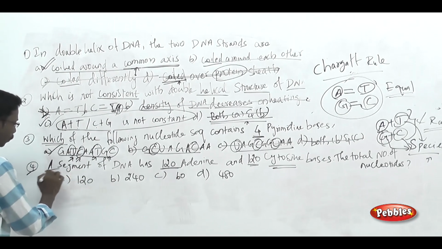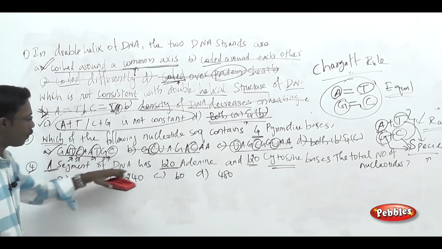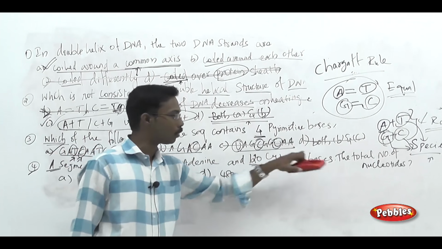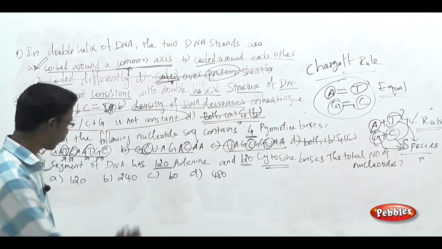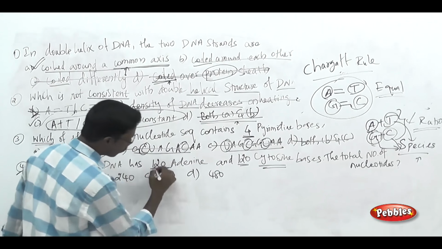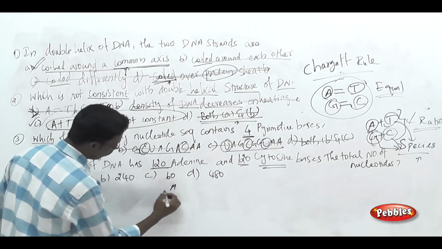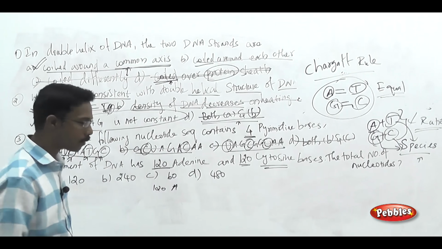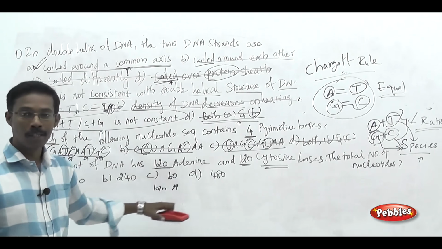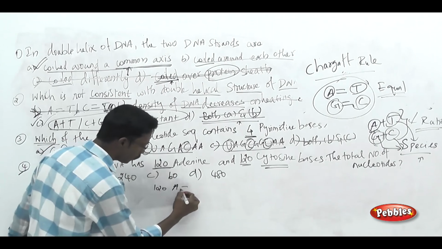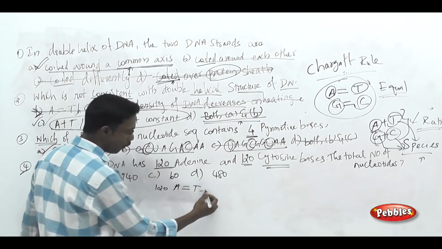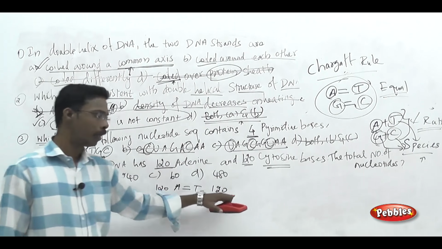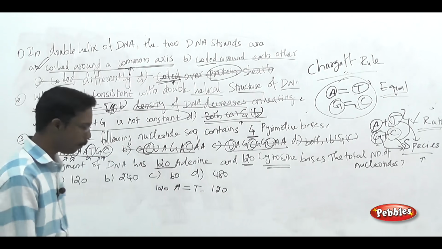Come back to the final question. As I told you, a segment of DNA has 120 adenine and 120 cytosine, and you have to find out the total number of nucleotides over here. So from this you can easily predict. The number of adenine over here is 120. So what may be the number of thymine? As I told you, the number of thymine is equal to adenine. Adenine always pairs with thymine. So the number of thymine is of course 120. Why? The 120 adenine bases are going to make bonds with 120 thymine.